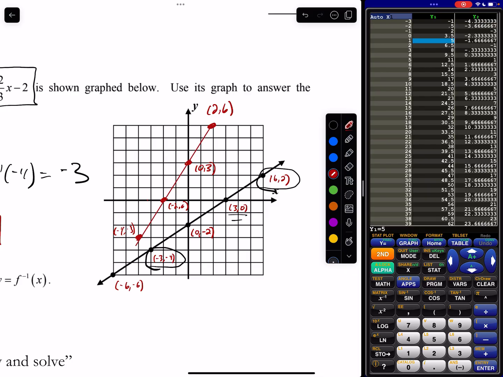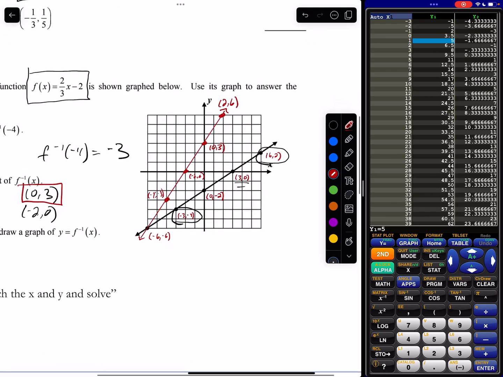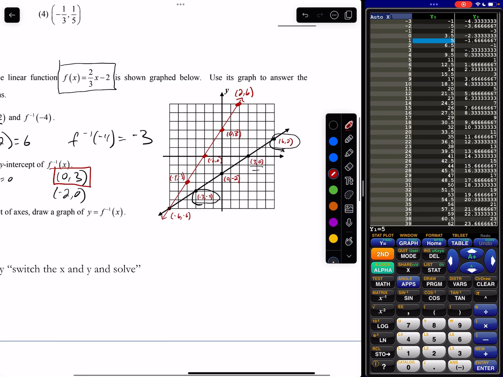So here, what we just drew is the inverse of the function. Now, how do we know it's the inverse? We are just switching the domain and range. We are switching the x's and y's. Okay? Now, you can do this algebraically by switching the x and y's and solving.